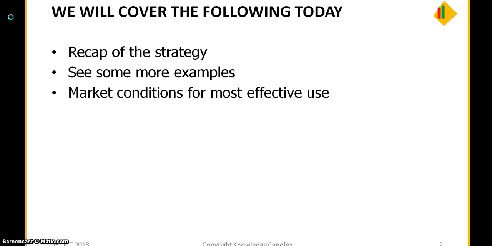So we will do a recap of the strategy as to how to identify trades, the entry criteria, the stop loss, and the exit criteria. See some more examples of trades in the chart that I pick. And lastly, but more importantly, we will discuss the kind of market conditions in which this strategy is most effective, and also the market conditions where it may not be so effective and therefore you should avoid using this strategy. Okay, so without further ado, let me just go and pull a chart.